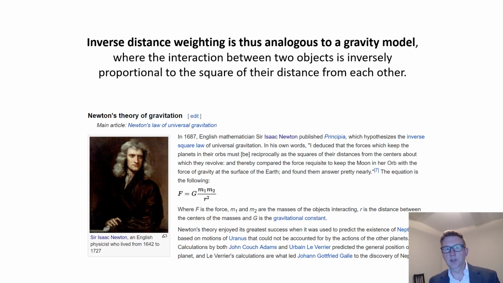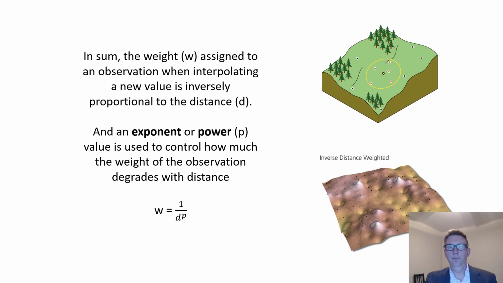So as we said, the inverse distance weighting technique is essentially related to the gravity model, where the interaction between two objects is inversely proportional to the square of their distance from each other. The gravity model actually comes up a lot in geography. It's a classic way of explaining distance decay, or how things become less related as they get further and further apart. So again, because this bears repeating, the weight of the observation is a value that's generated proportional to the distance, and an exponent or power value is used to control how much the weight of that observation degrades with distance.